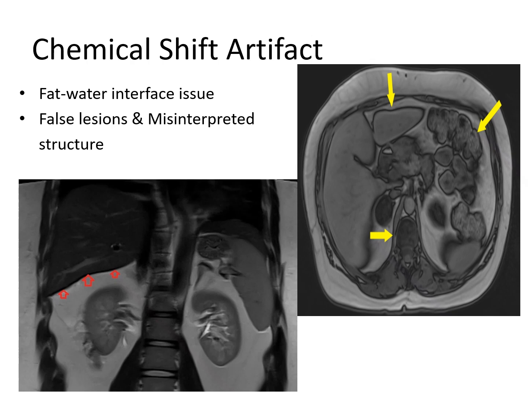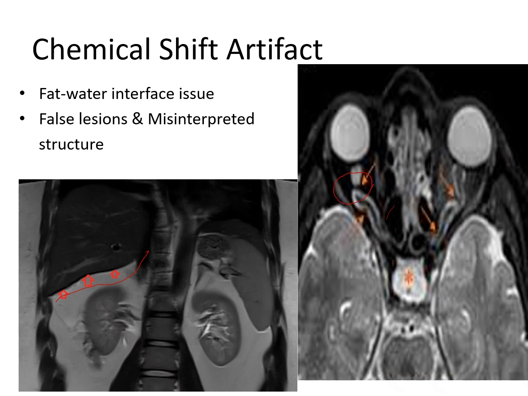Chemical shift artifact is important in abdomen imaging and it is seen at the fat-water interface. This can mimic solid organ invasion in the abdomen and can also mimic a false lesion or be misinterpreted as an abnormal structure. As we can see in this image, there is a thin line around the liver. This is the diaphragm and this is the bowel loops. So this can mimic capsular invasion or solid organ invasion by a lesion and can also be misinterpreted as a missing structure.